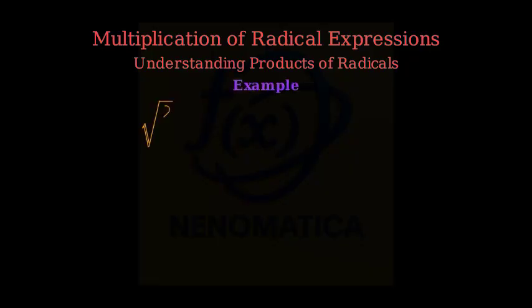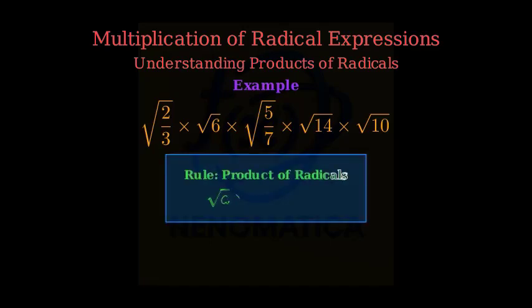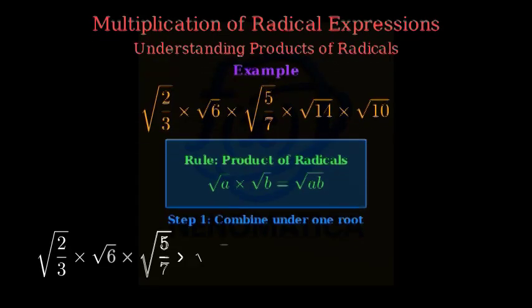We need to compute the product of the square roots. Root of 2/3 times root of 6 times root of 5/7 times root of 14 times root of 10. Let's solve this step by step. First, we'll use the product rule for radicals. This rule says that the product of square roots equals the square root of the product. So we can combine all terms under a single square root sign.